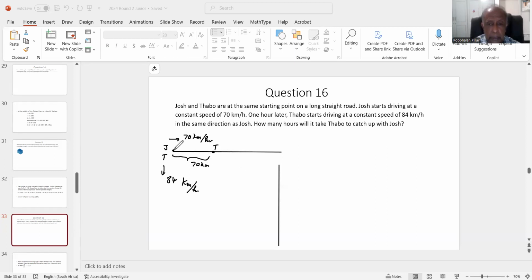And then this guy starts. Now he's traveling at 70 kilometers in 1 hour. And this guy travels at 84 kilometers in 1 hour. Okay, so what does this mean? It means he's traveling at 14 kilometers per hour faster than Josh.